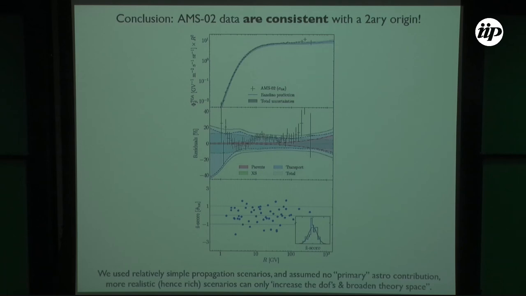And let me say that we use a relatively simple propagation scenario. Basically, these are one-dimensional. There is a one-zone diffusion. The diffusion is the same all over the galaxy. In a more realistic scenario, this is an oversimplification, of course. So the truth is that the theory prediction is much more uncertain. There are many more parameters that matter. But if, with a simple parameter set, you get that, a fortiori, this will be explained in a more complicated model.